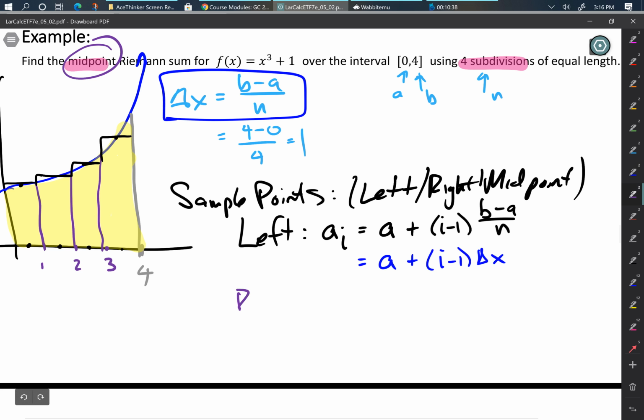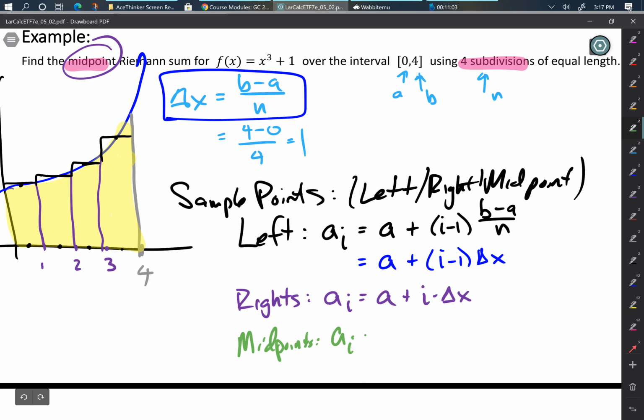Okay? Rights are always that the sample point a sub i is always left-hand endpoint plus i times delta x. And midpoints, the formula is always a plus i minus 1/2 times delta x. Right? You will become very familiar with these formulas in this section.